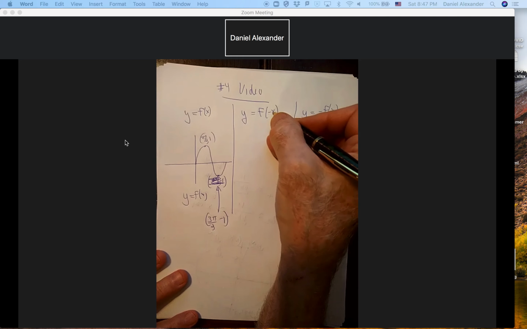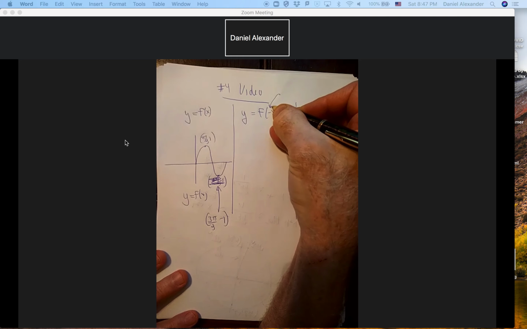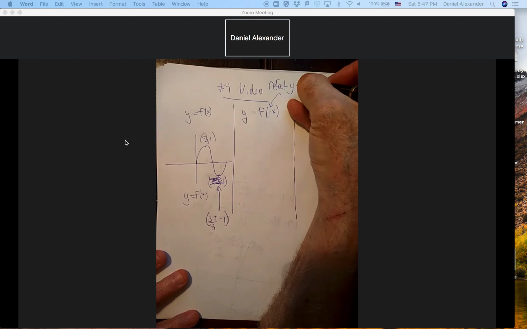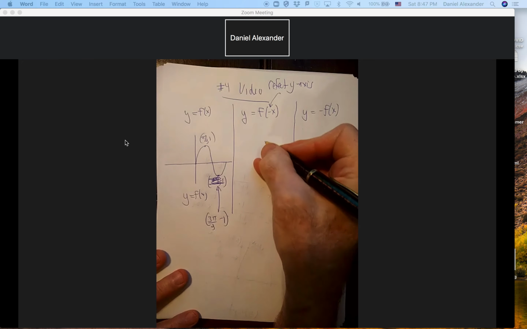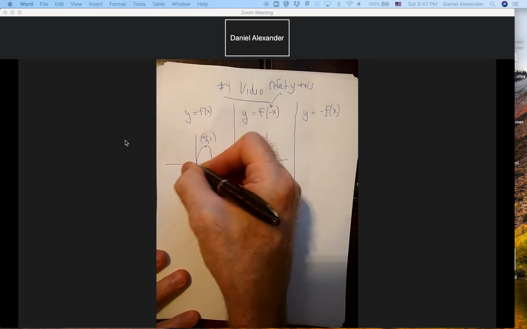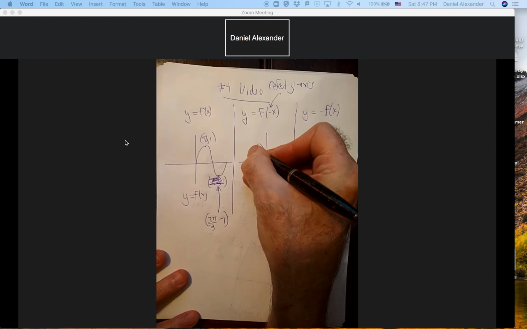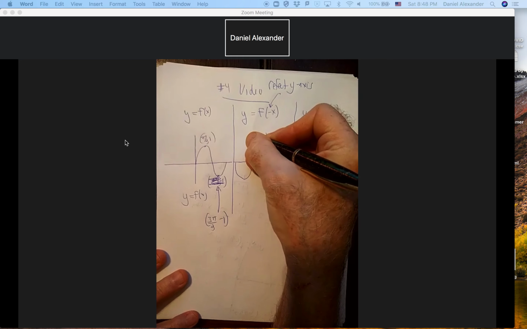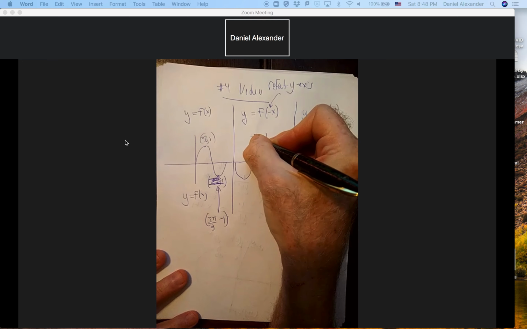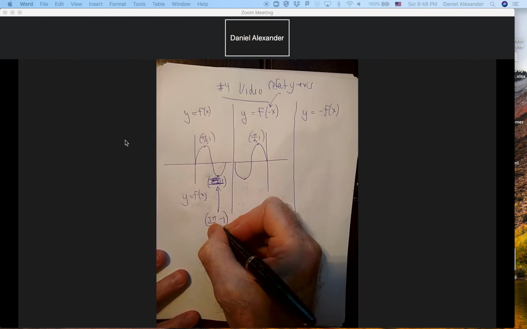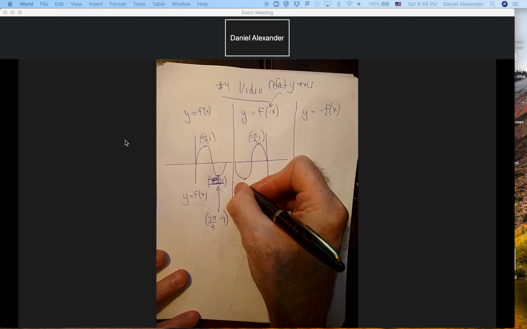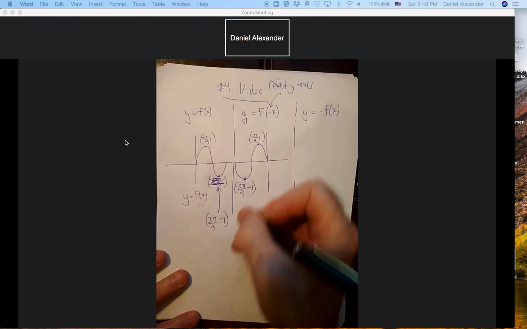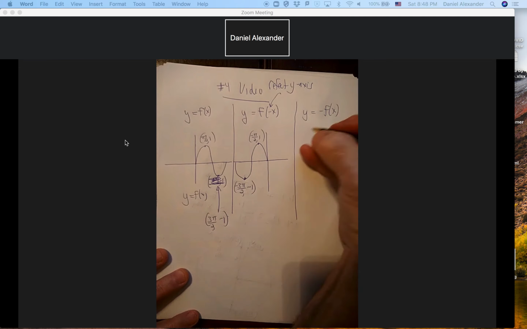If you make this a minus x, that's going to reflect across the y-axis. So we're going to take this graph and shift it over here, so it's going to look like this. Everything else will be the same. And this point will be minus pi over 2, 1. And this point, which was 3 pi over 2, minus 1, will now become minus 3 pi over 2, minus 1.